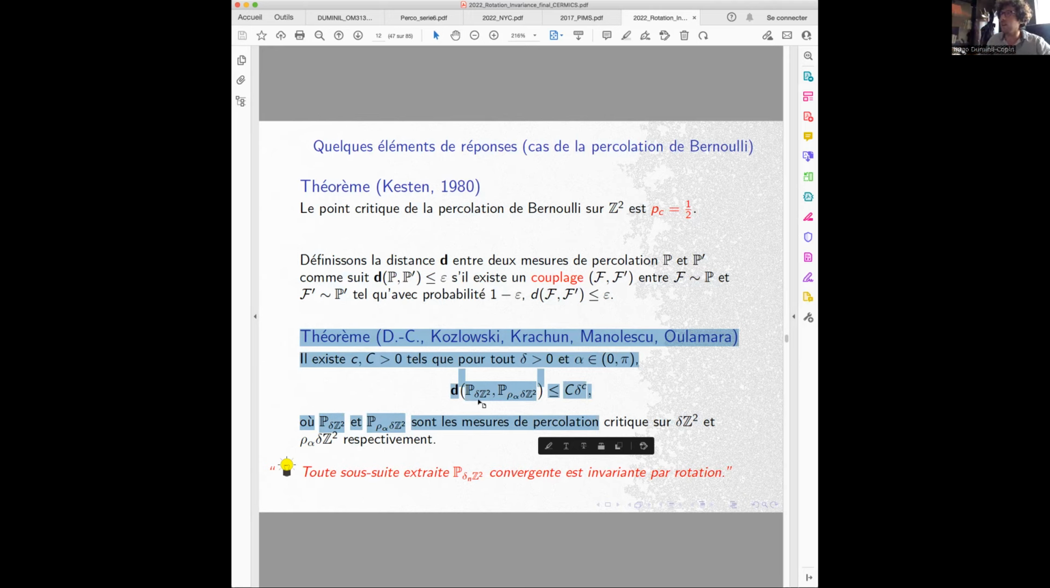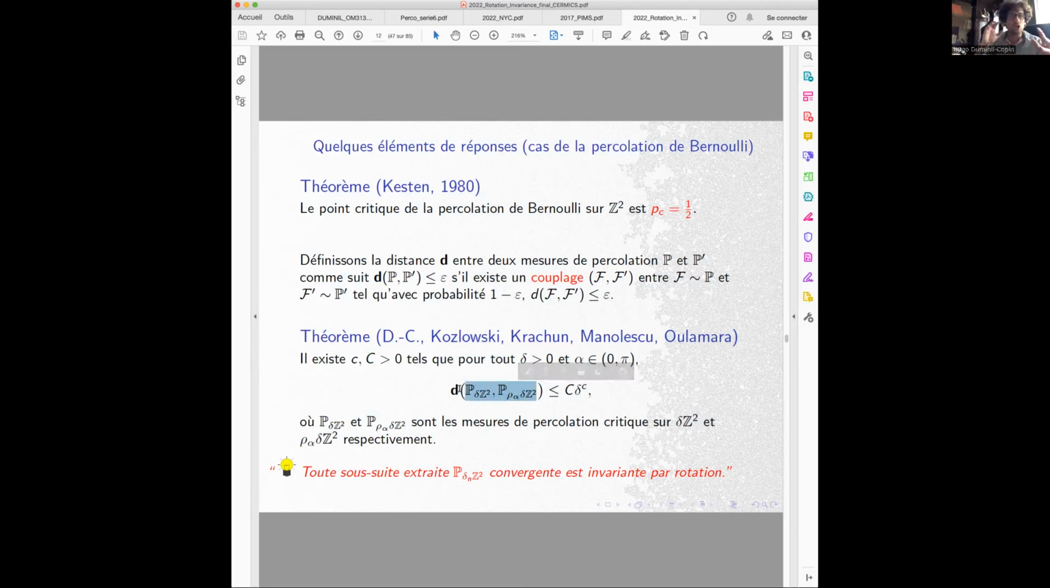For people who don't like this distance between measures so much, just think that, for instance, if you look at probabilities that points are connected to each other, this is rotationally invariant. This is the type of thing that you can get. You can get much more, but this is one thing you can get. So the rotation invariance, you don't need to go through the universality conjecture to justify the existence of this rotation invariance. You get it directly, mathematically.